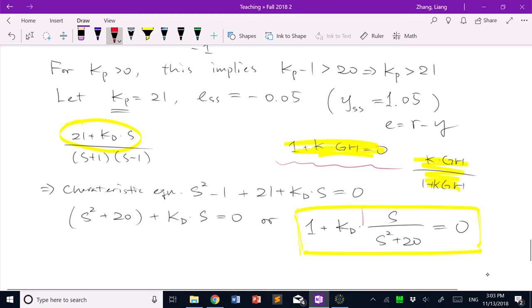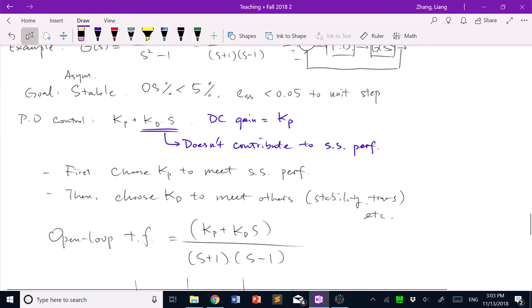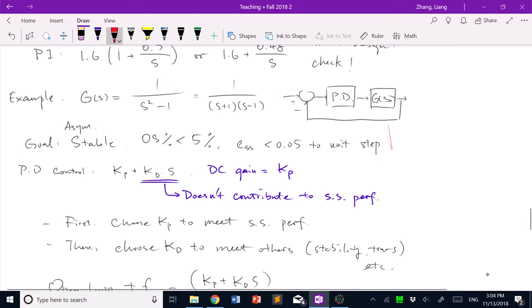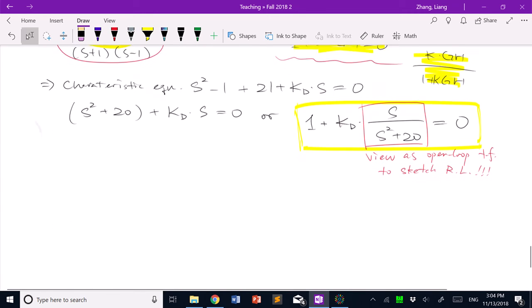And what you need to do is to view this as your open loop transfer function to sketch the root locus. And when you sketch a root locus, you're still trying to find the root locus for the system that we started with in the first place. Still this one. But it now looks slightly different.